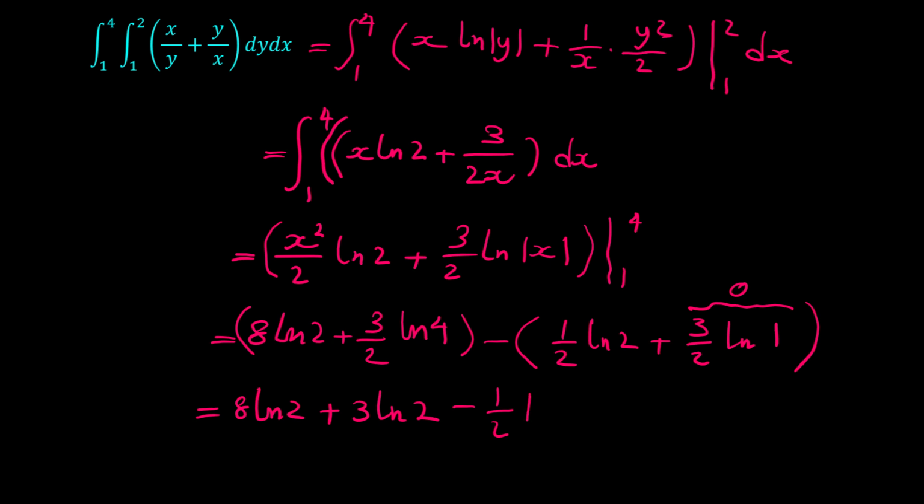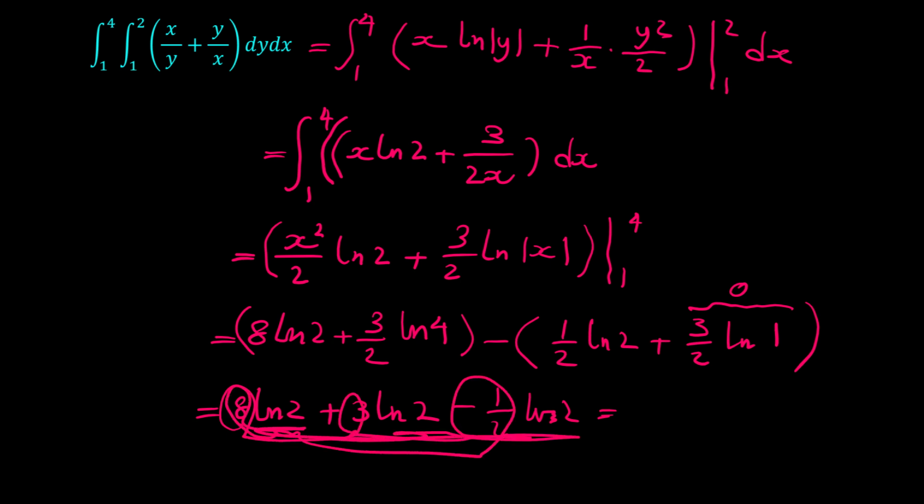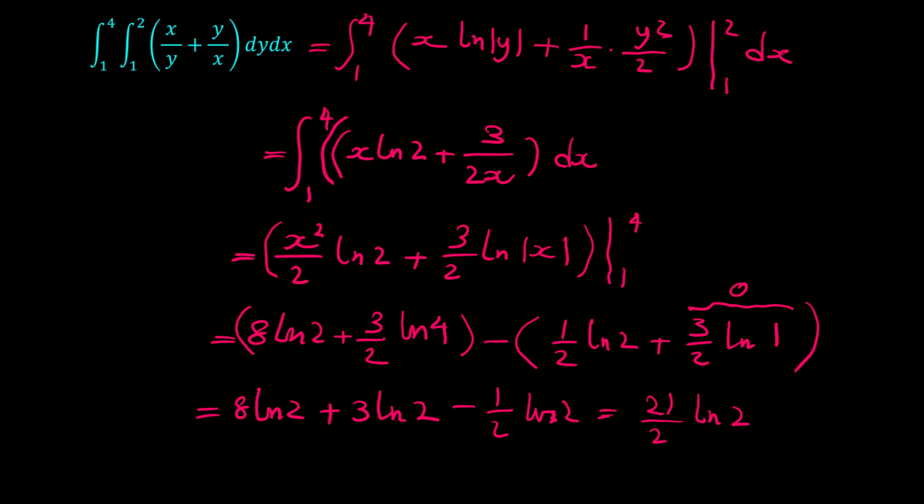Minus 1/2 ln 2. Now if we do a simple common denominator between 8, 3, minus 1/2, because these are the same, 8 plus 3 minus 1/2 would be 21 over 2. With a simple common denominator we can see that. And this is the answer of the integral. And this is a positive number, which shows that this function in this rectangular region is above the xy plane, and for that reason the answer is positive.